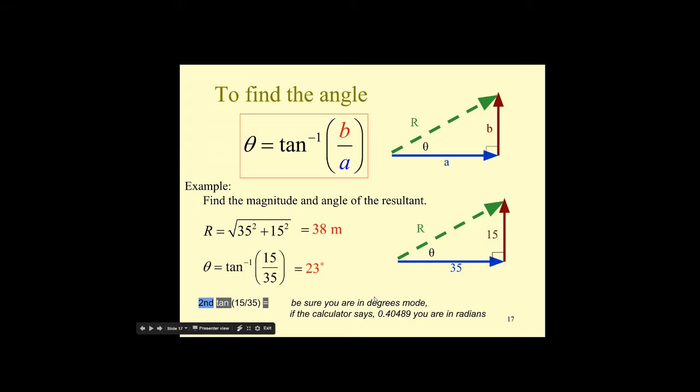Okay, so that's the basic idea. We use the Pythagorean theorem to calculate the magnitude, and then the inverse trig function in order to get the degrees. I don't know where the meters came from on the 38. I must have left them off the 35 and the 15. Forgive me for that. Okay, so here's an example.